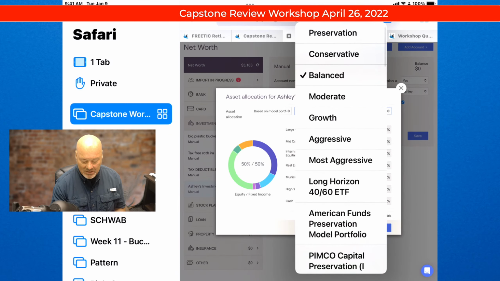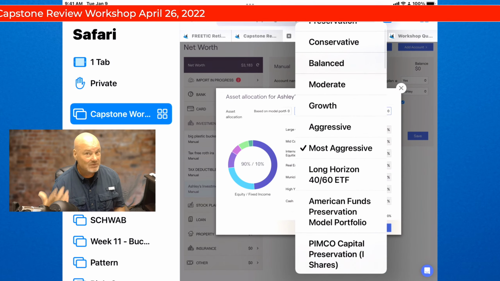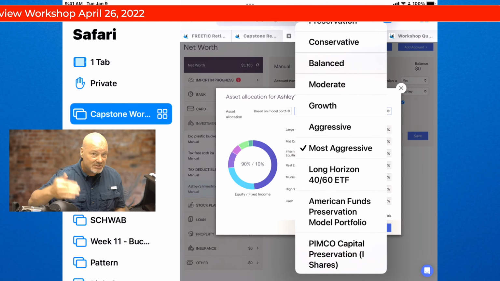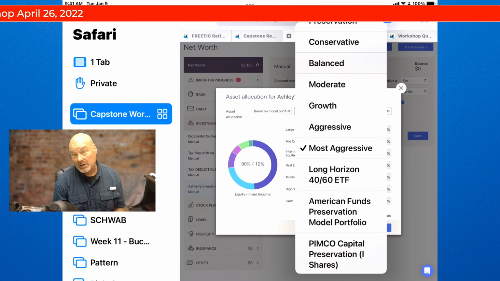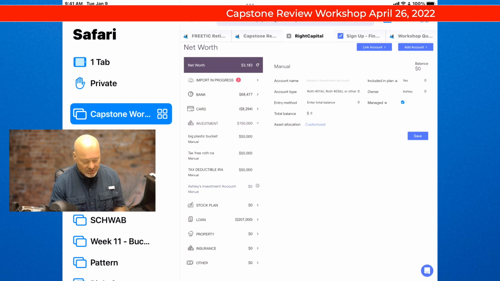Balanced, so just as you go down the list until you hit most aggressive, you're saying your asset allocation is more aggressive, which means you're going to have more ups and downs in your account values, which is not a problem if you're young and you're doing dollar cost averaging. It's actually going to benefit you over time. So hopefully that answers your question.